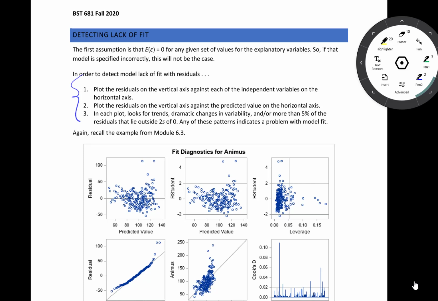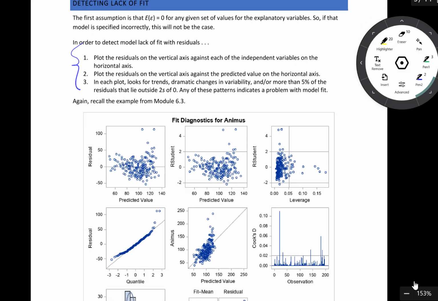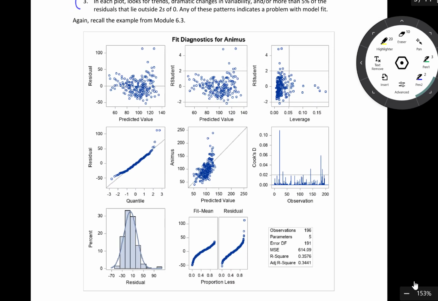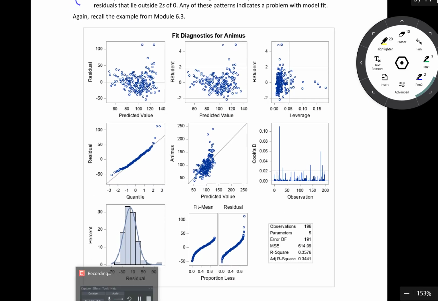So we could plot the residuals on the vertical axis against each of the independent variables. We could plot the residuals on the vertical axis against the predicted values on the horizontal axis. And then for each plot, we're going to look for trends, dramatic changes in variability, and or more than 5% of the residuals that lay outside any 2 standard deviations of 0. All of these patterns may indicate a problem with model fit. So here we have that example from module 6.3 again.